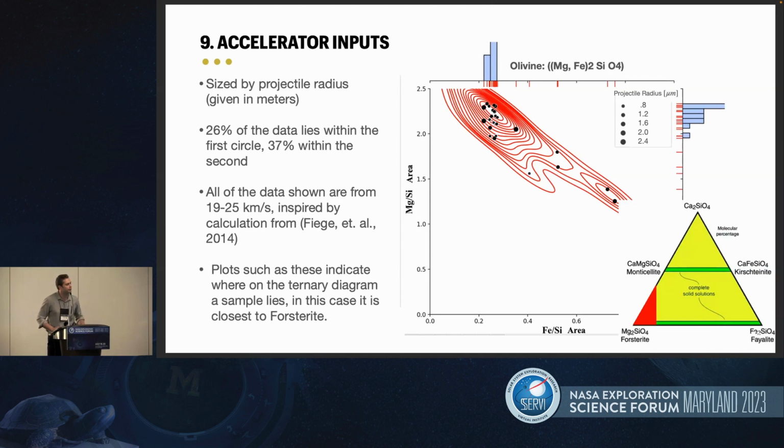It's also worth mentioning that because of this velocity dependence, we try to look at most of our impacts at the accelerator at 19 to 25 kilometers per second. Any sort of ionization effects are pretty much negligible at that point, and you're measuring the entirety of the dust particle. 2 minutes. Thank you.